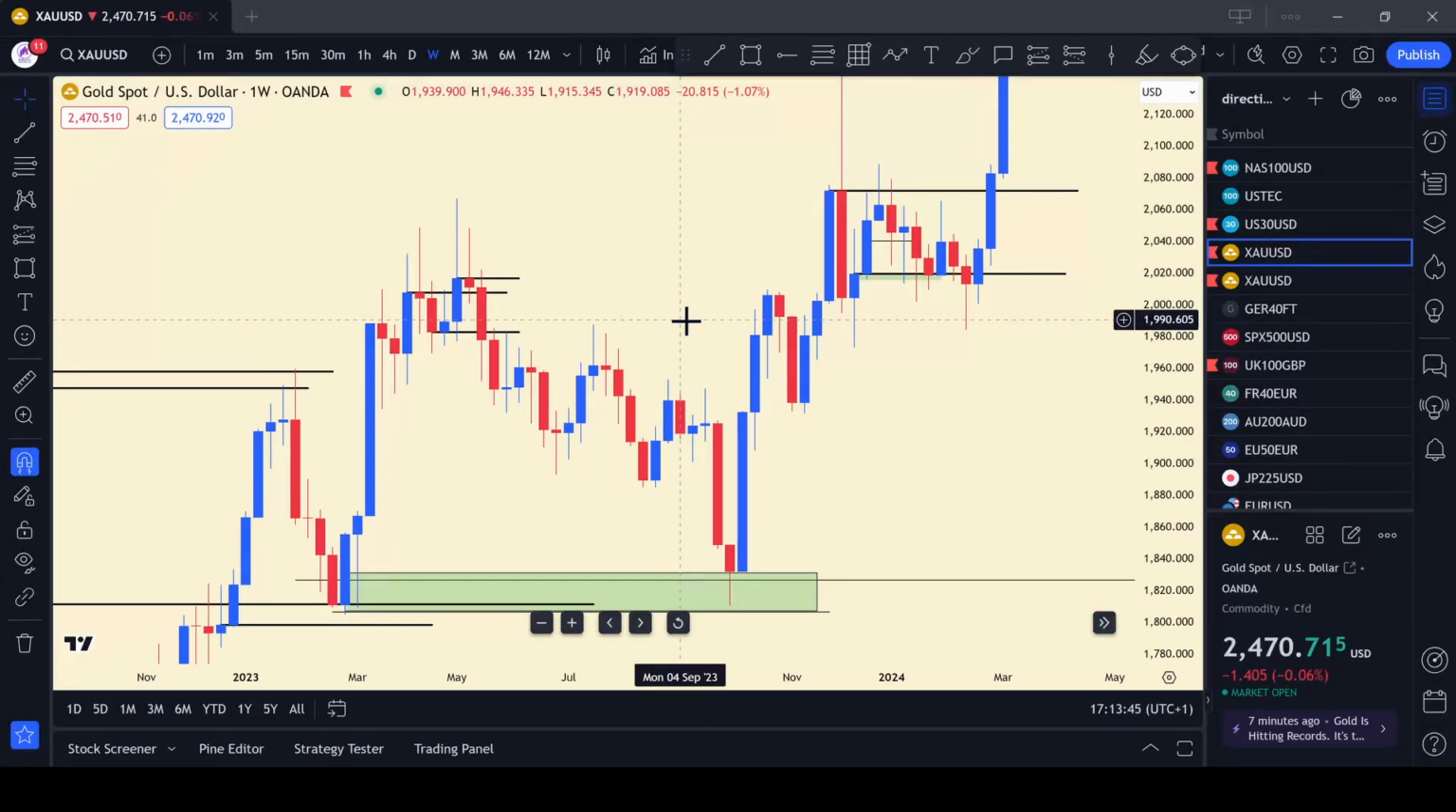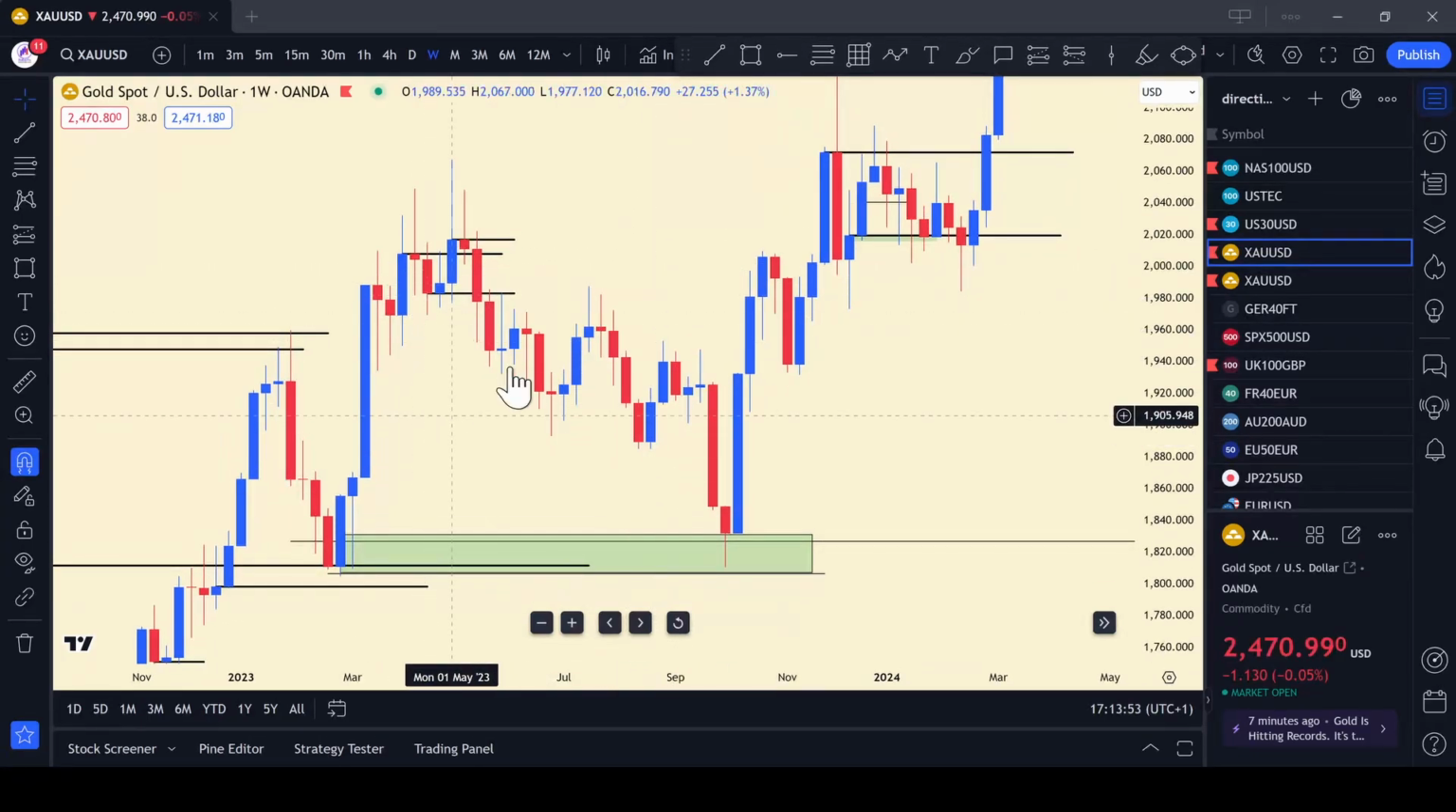You can use it on Tesla, Facebook, X, whatever instrument you trade. All right, backtest this.